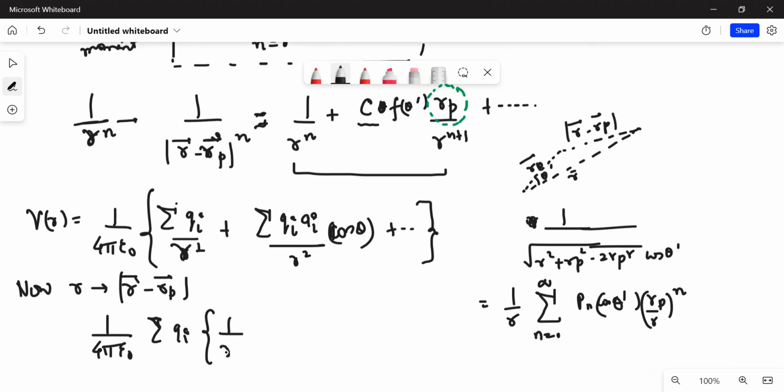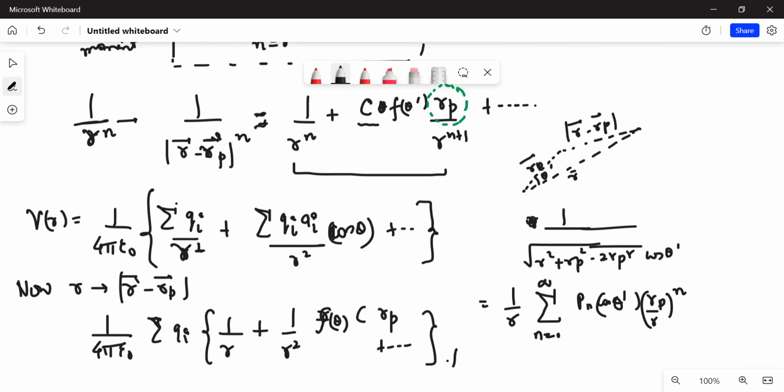So अगर यहाँ लिखता हूँ तो यहाँ पे आएगा 1/r plus there is 1/r², but this term would contain some function of theta. It would contain some c. It would also contain some r_p, and so on and so forth. ये पहला टर्म देखो, 1/r की पावर 1 की जगह आ जाएगा 1/r plus 1/r² f of theta, c, r_p, or so on and so forth.